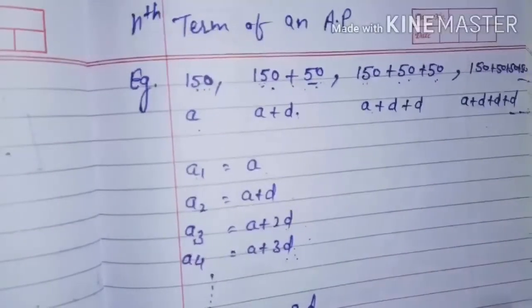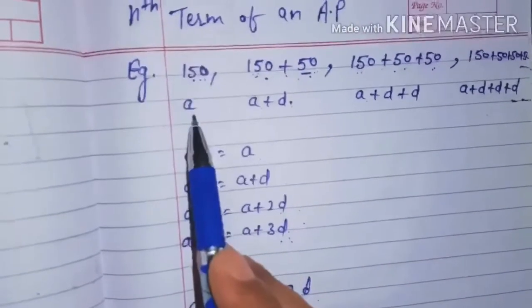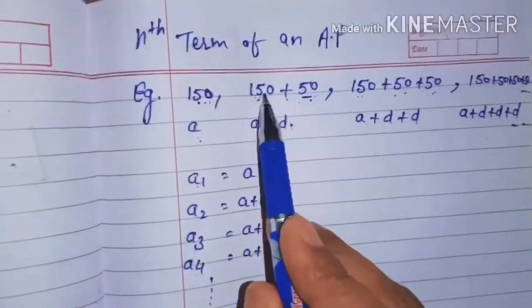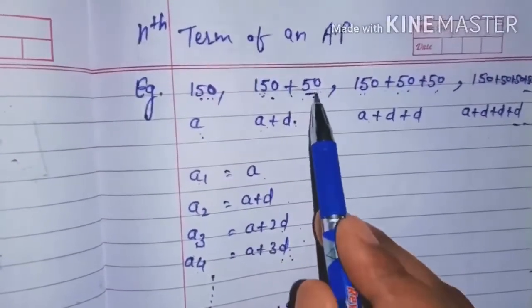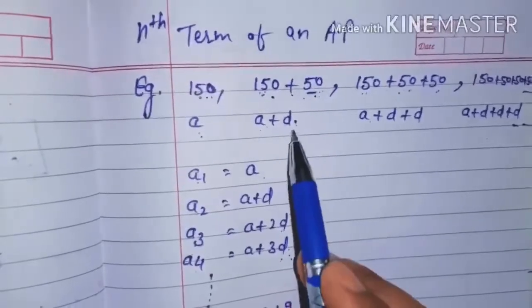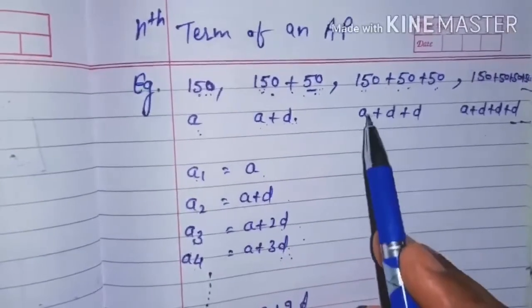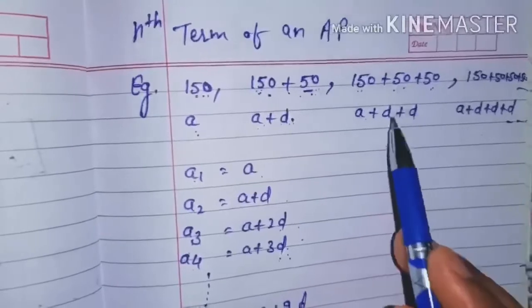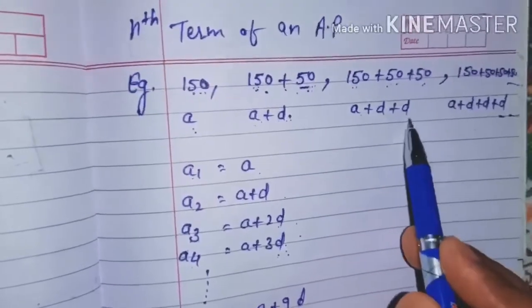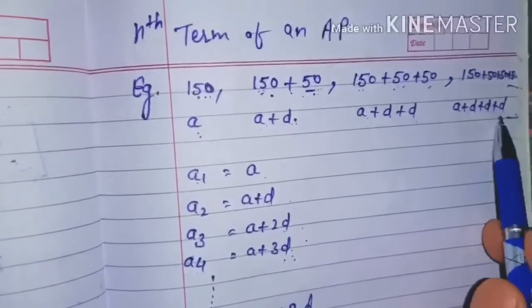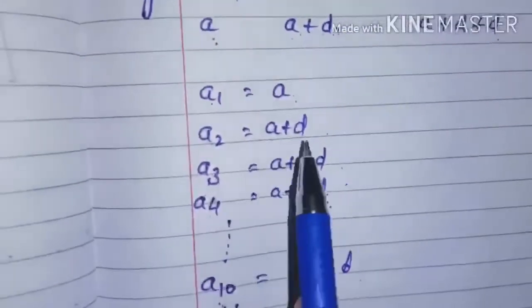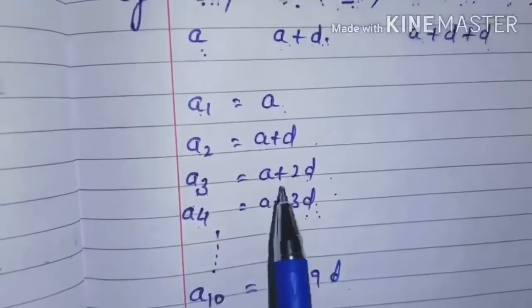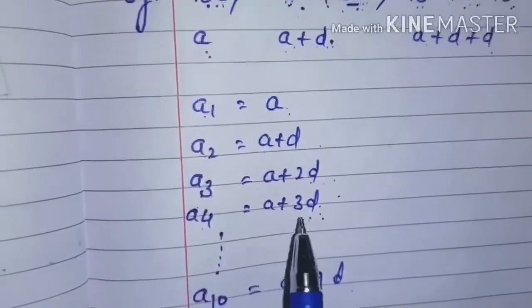Similarly here, 150 is the first term, so we write A, and 50 is the common difference, that is D. Here this is A, and this is the common difference D, and similarly here also. So what we can say: the first term is A, the second term is A plus D, the third term is A plus 2D, the fourth term is A plus 3D.